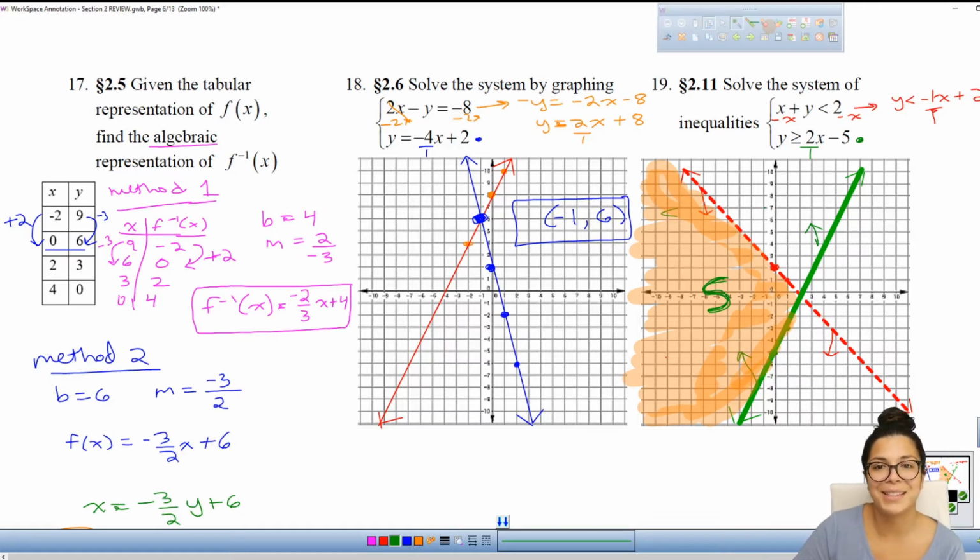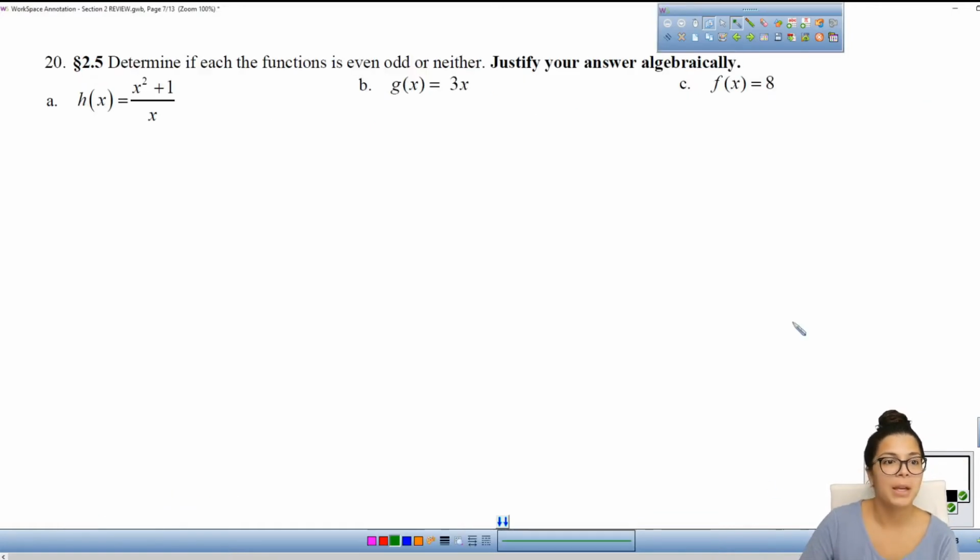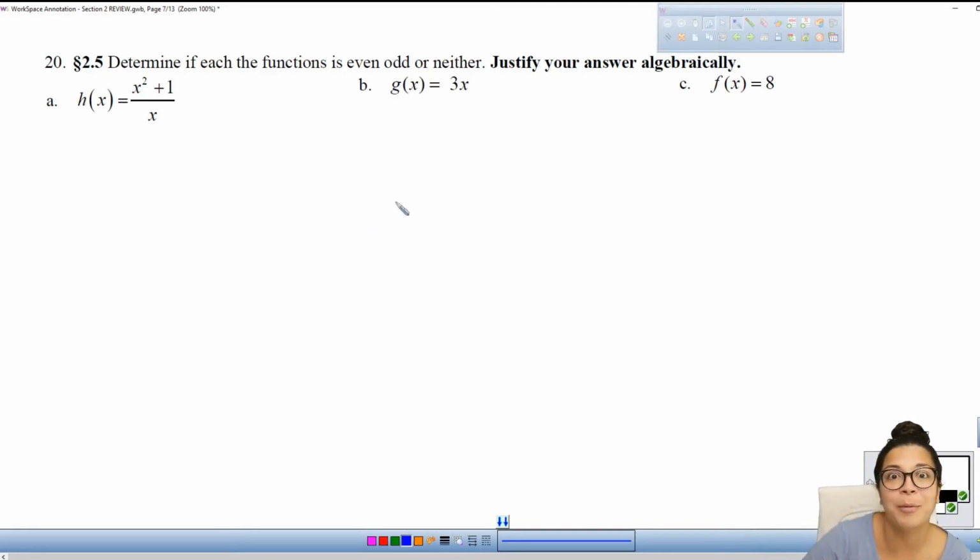All right, let's move on to number 20. So number 20, we have 3 parts, and what we're doing is we're determining if it's even, odd, or neither, and we are doing that algebraically, okay? Or we're justifying it algebraically. We can figure it out in any way we want, but we do need to justify algebraically why.